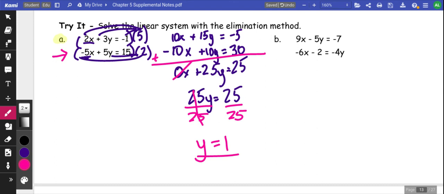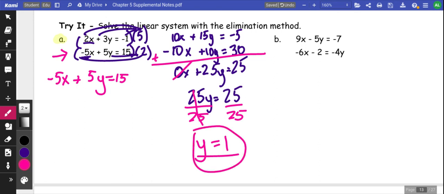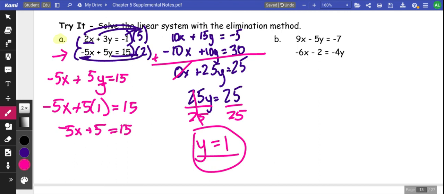All right, so I'm going to plug it into that second one. Negative 5x plus 5y is equal to 15. Okay, so I'm going to plug in y equals 1 here for y. Okay, negative 5x plus 5 times 1 is equal to 15. Okay, negative 5x. Okay, 5 times 1 is 5 is equal to 15. I want to get rid of my 5, so I'm going to subtract by 5. So negative 5x is equal to 10.